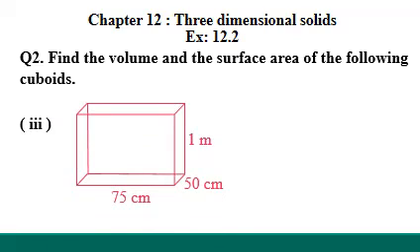So here we are completing firstly the third part, and in the figure length of the cuboid is shown, which is 75 centimeters. Breadth is shown, which is 50 centimeters. And height is labeled as 1 meters. So firstly we are going to write down the things, the measurements which are known and those which are unknown below the heading of data.